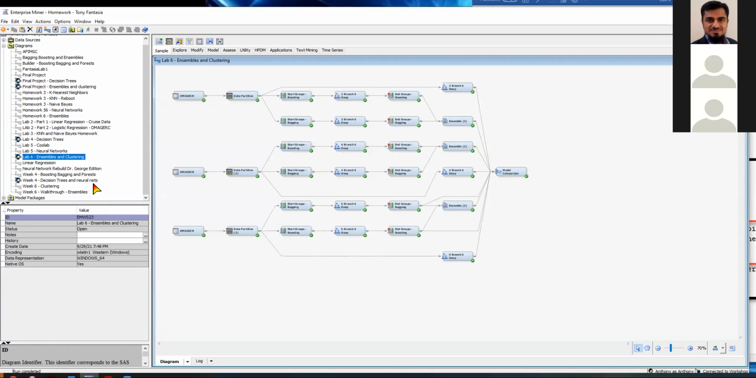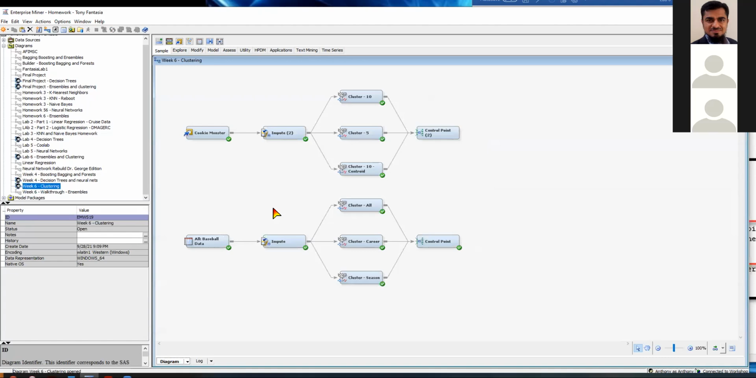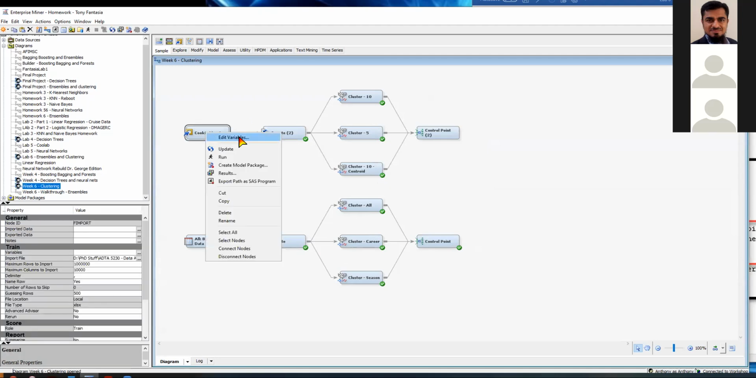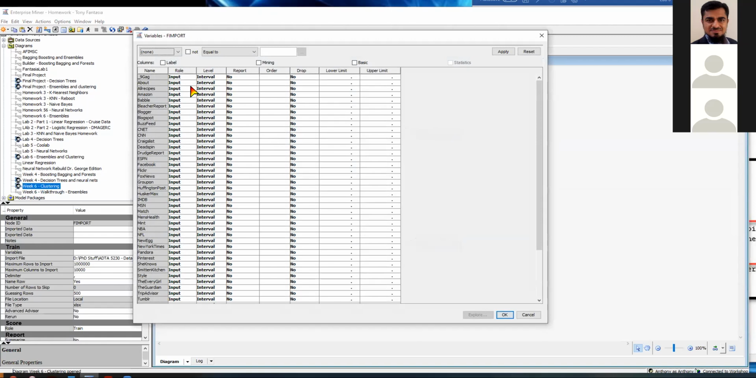The clustering, cluster one. Yeah, the clustering and the cookie. I'm just trying to remember which. The cookie monster, there we go. So in Cookie Monster, for the variables, everything is an input and everything is an interval.